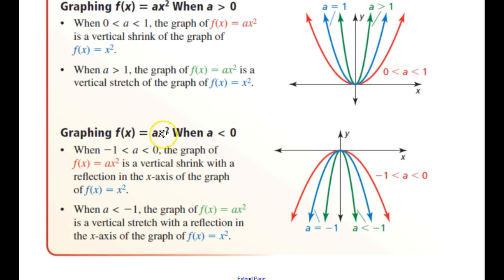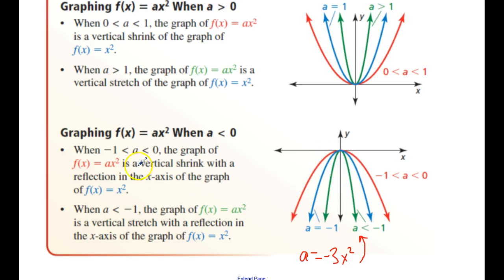Now if my a is negative, if I have that negative sign in front of my x squared term, that means my graph is flipped over the x-axis. Here's the blue one again, but it was a negative 1. If it's negative and the absolute value is greater than 1, let's say a is negative 3, so I've got negative 3x squared, it's going to be more like this green one. It's going to be fairly steep. If I have a fraction, it's going to be less steep on my curve.